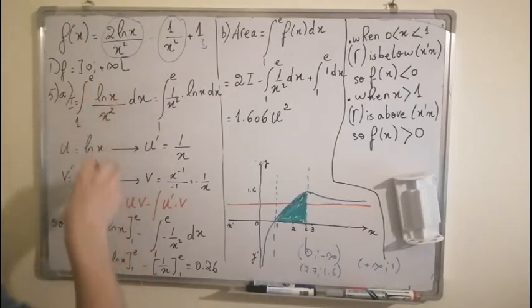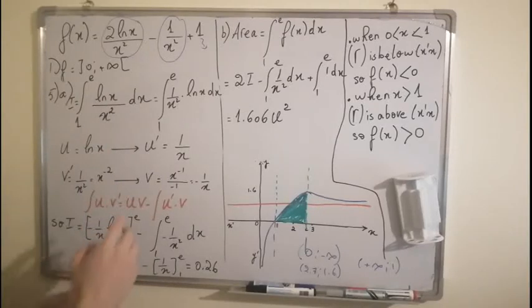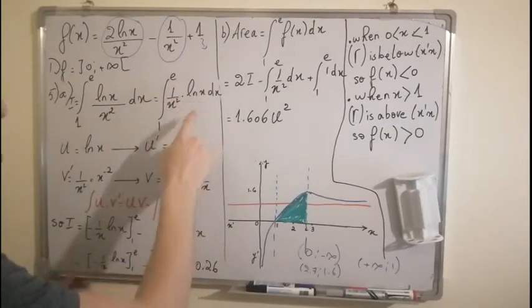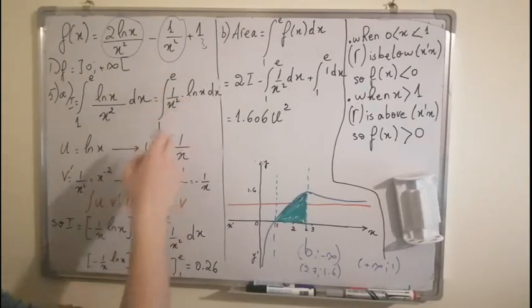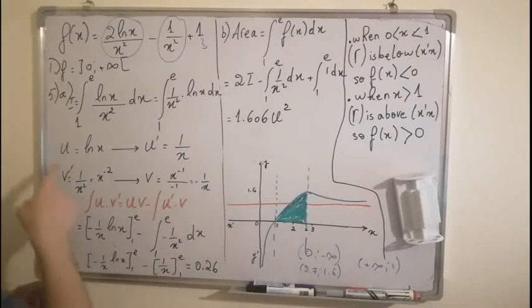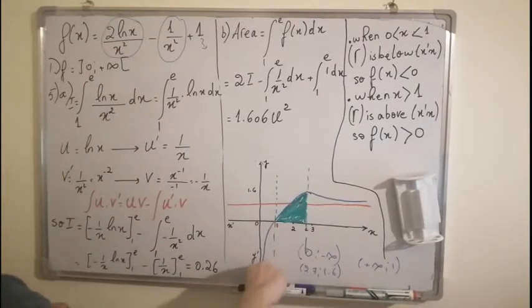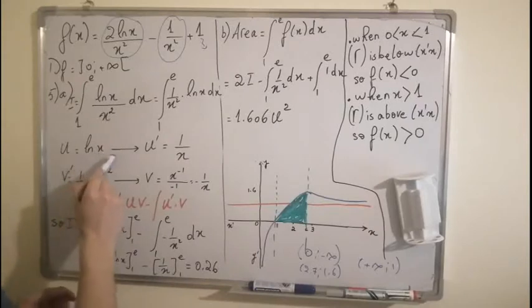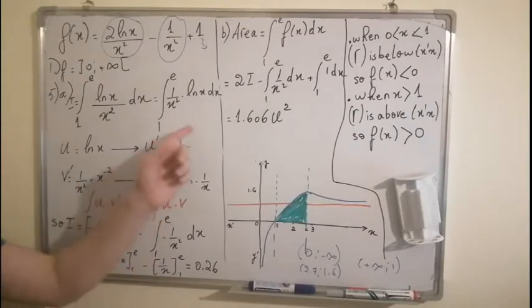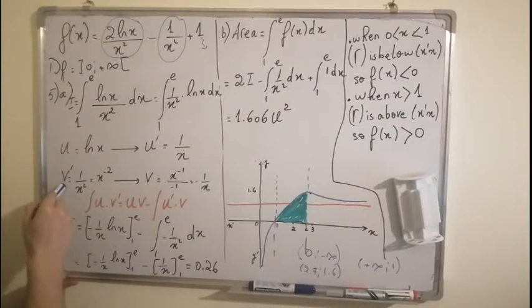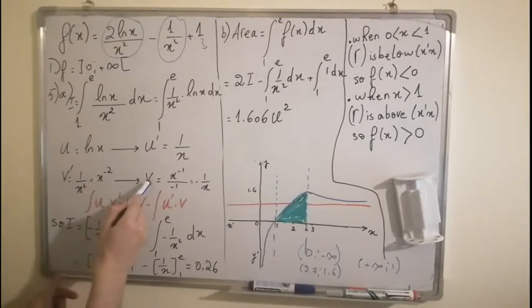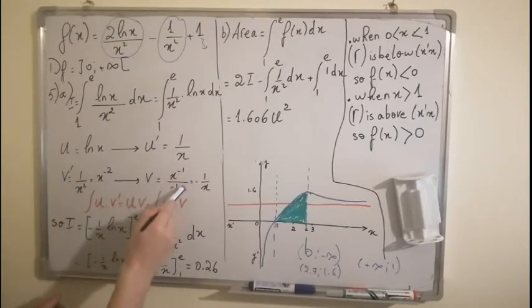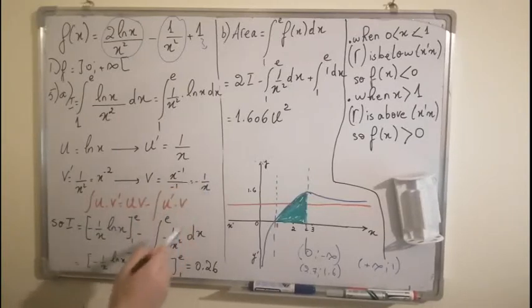We write this function in the form of a product: the integration of 1 over x² times ln x dx. Let u equals ln x, so its derivative u prime equals 1 over x. v prime equals 1 over x², which is x to the exponent minus 2. Then v equals x to the power minus 1 divided by minus 1, which equals minus 1 over x.